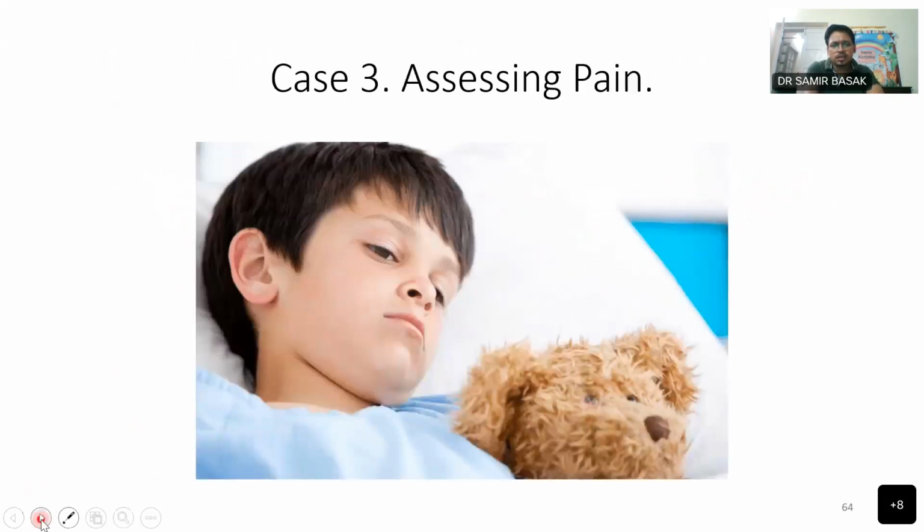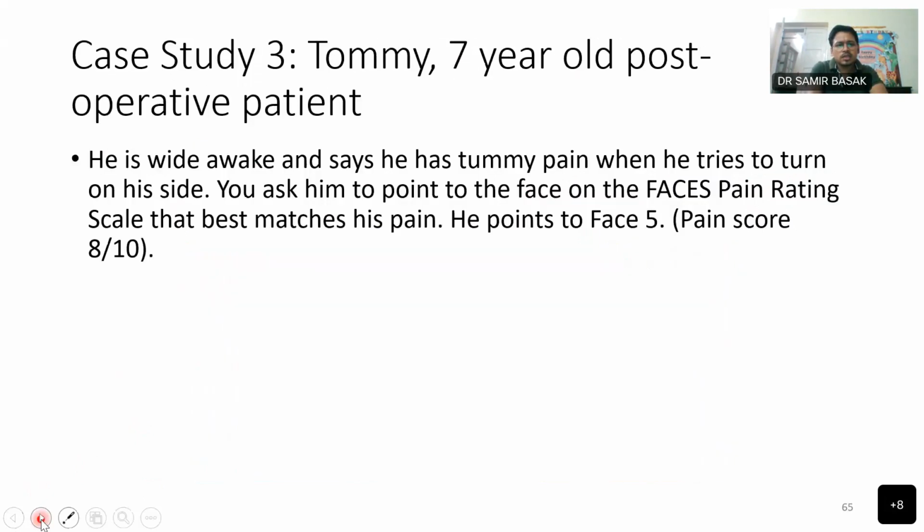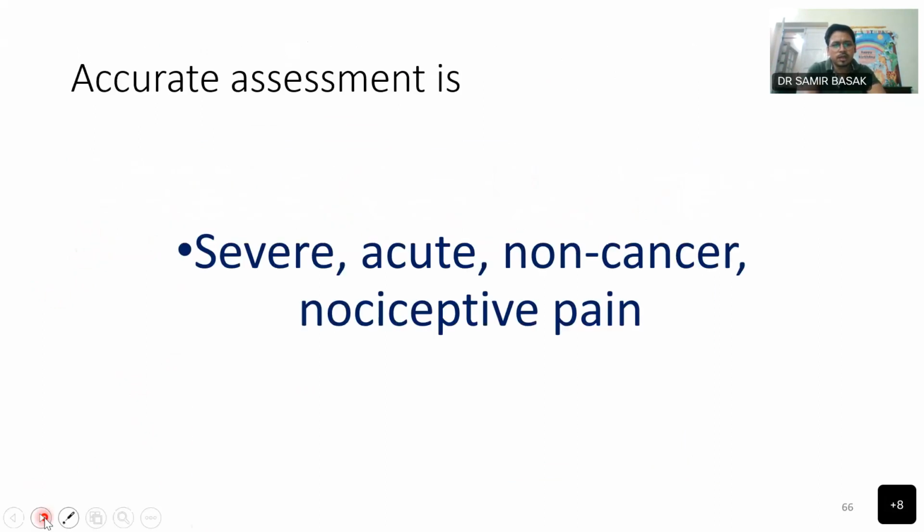And this young boy underwent operation for a perforated appendix. He is awake, his tummy is painful when he tries to turn to the side, and on the faces pain rating he points to face 5, which is equivalent to an NRS score of 8 out of 10. So he also has a severe acute non-cancer nociceptive pain condition.